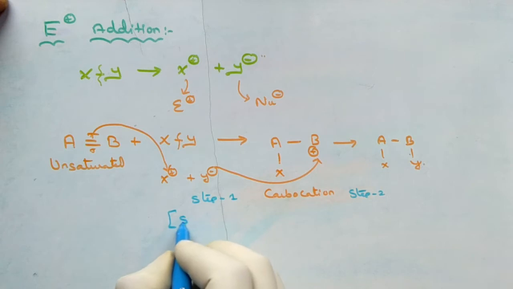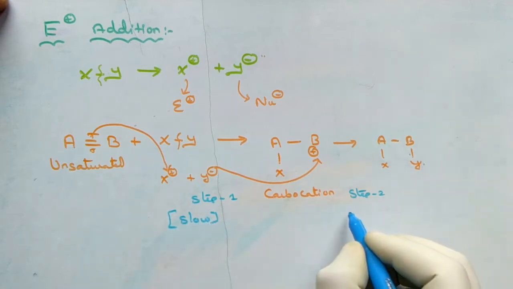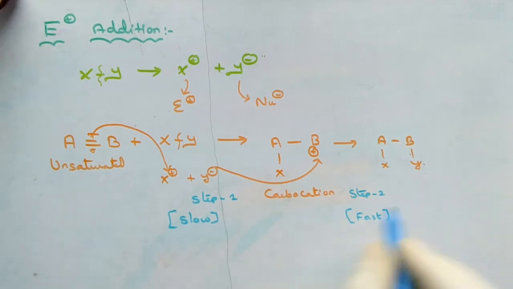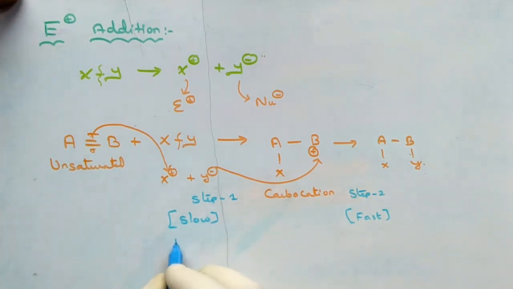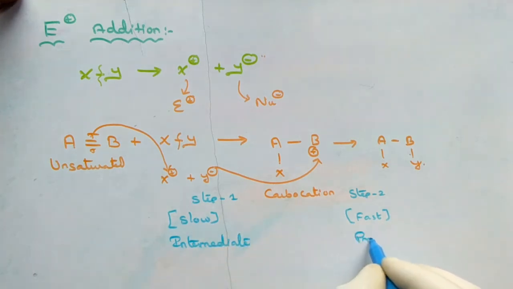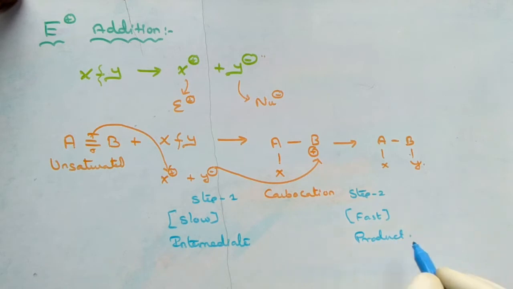First step will occur slowly and the second step will occur very fast. In the first step, intermediate will form, that is carbocation. In the second step, product will form. So these are the two steps of electrophilic addition reaction.